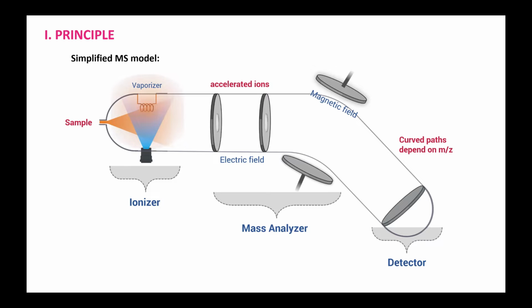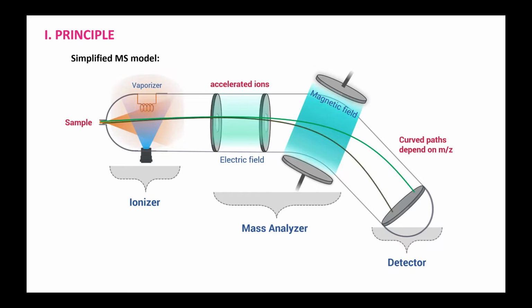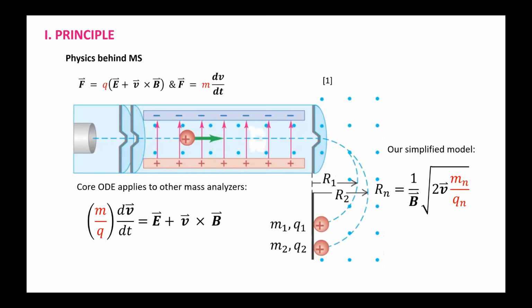The degree of curvature is determined by each ion's mass-to-charge ratio, where under the same charge, lighter ions curve more and the heavier ions curve less due to inertia. In our model, we can see that the radius of the curved paths is proportional to the square root of mass to charge. Of course, actual MS are more complex, but the main principle of physics is the same.